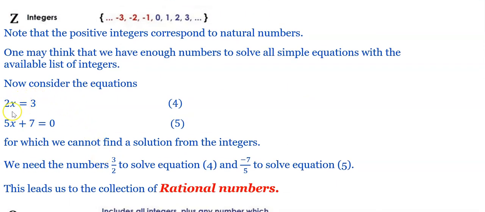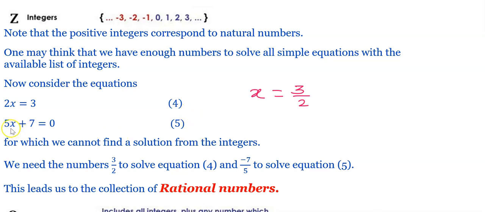One may think that we have enough numbers to solve all simple equations with the available list of integers. If I consider an equation like 2x = 3, then if I divide both sides by 2, I will get 3/2. But 3/2 is not a member of the set of integers. Therefore, we need the number 3/2 to solve this equation.